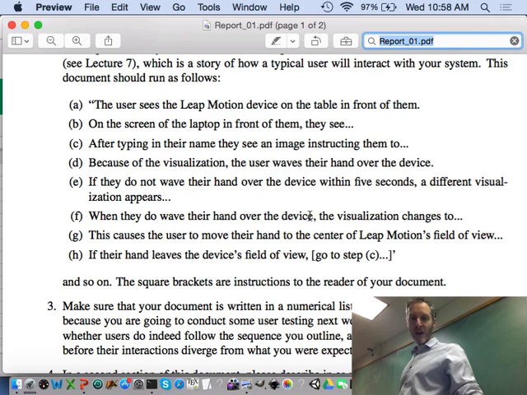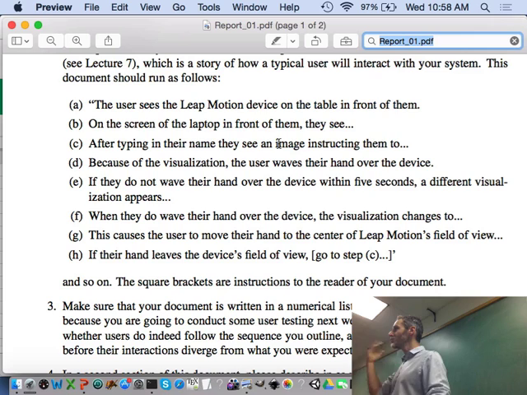I want you to itemize the list so you can put in square brackets here instructions to us, the reader. So I'm reading this use case and I'm imagining this interaction playing out between your user and your system. Your user is waving their hand over the device and they're looking at the screen and they're not really paying attention and their hand wanders outside the field of view of the Leap Motion device. Your instruction to me as the reader is to go to step C, so I know that now they see an image instructing them to bring their hand back into the device's field of view, and so on and so forth, right? So this is almost like pseudocode, but it includes the user.